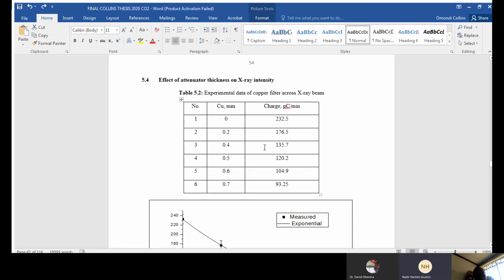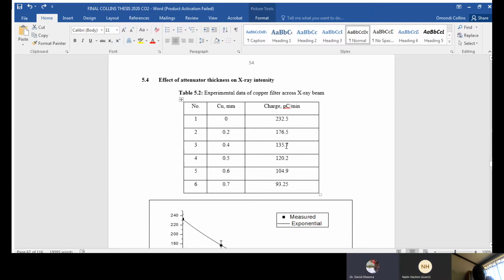Do you have estimates of the uncertainties in the measurements? For example, at 0.2 millimeters, you are reporting 176.5. Is it absolute or is it plus or minus some uncertainty? It is plus minus 5%, for all of them.